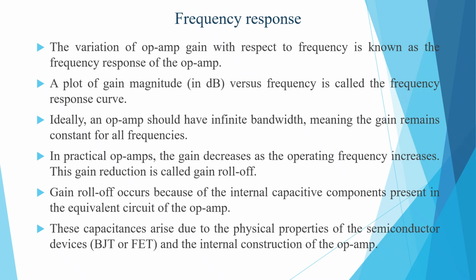However, practical op-amps cannot maintain constant gain at high frequencies. As frequency increases, the gain starts decreasing gradually. This phenomenon is known as gain roll-off. The main reason for gain roll-off is the presence of internal capacitance within the op-amp circuit. These capacitances are produced due to the semiconductor devices used such as BJTs or FETs and the internal structure and layout of the op-amp. Because of these internal capacitive effects, practical op-amps behave like low-pass amplifiers at higher frequencies.